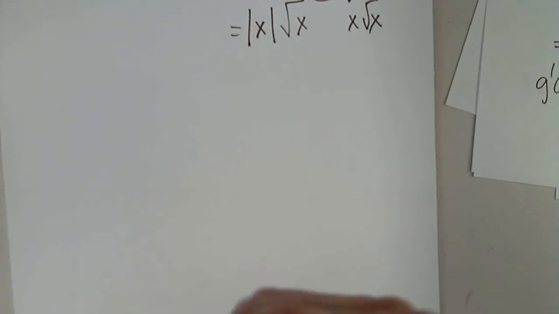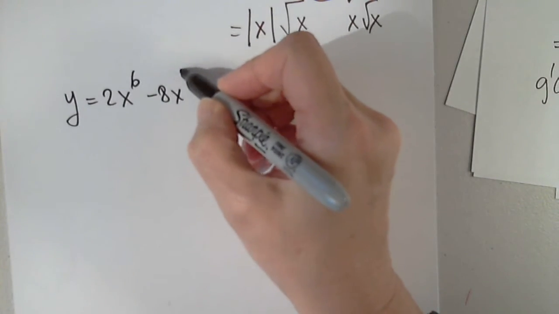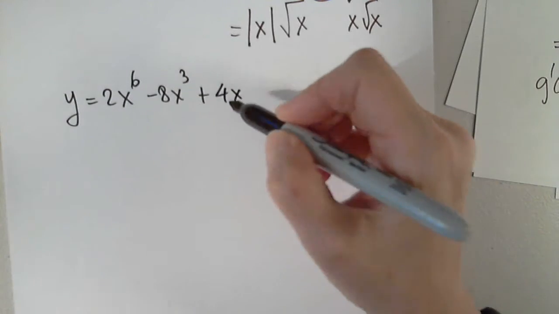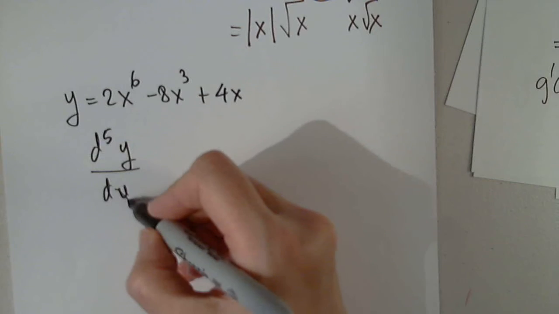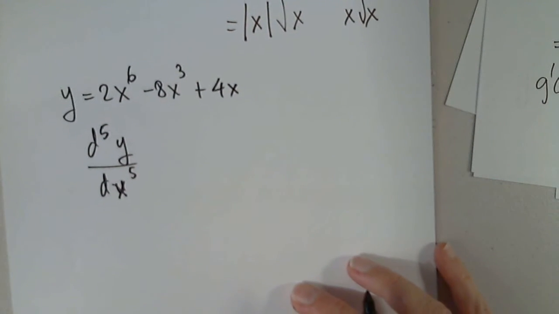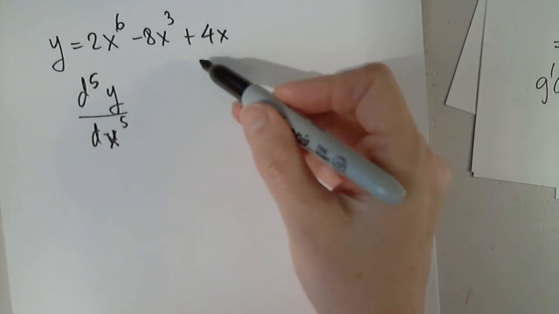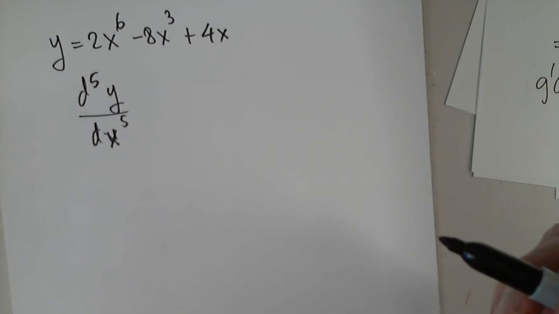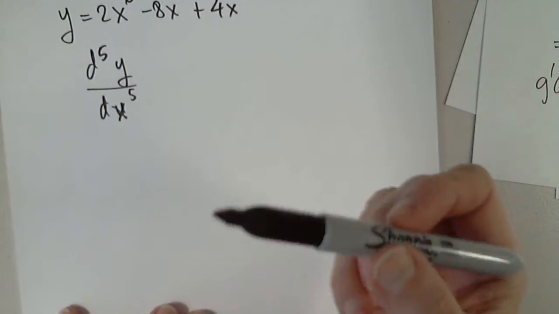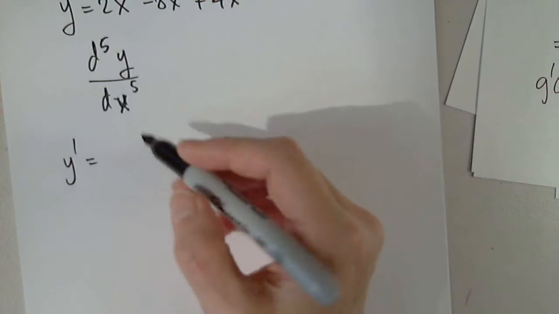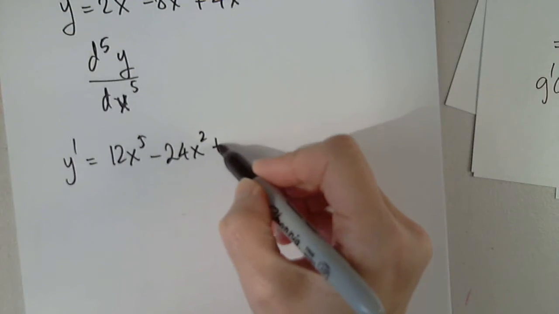Very good. Awesome. So I have y equals 2x to the 6 minus 8x to the third. Correct me if I'm wrong, okay? If I copy something. And we want d5y over dx5. Is the function copied correctly? Yeah. 2x to the 6 minus 8x cubed plus 4x. Okay, very good. So then y prime will be 12x to the 5th minus 24x squared plus 4.